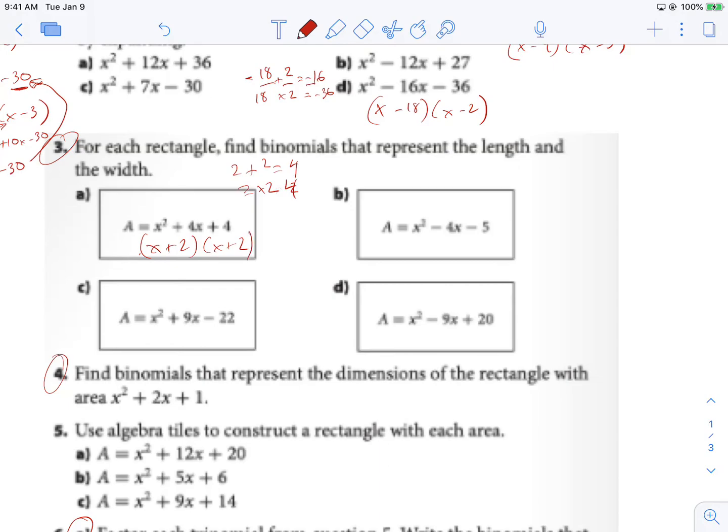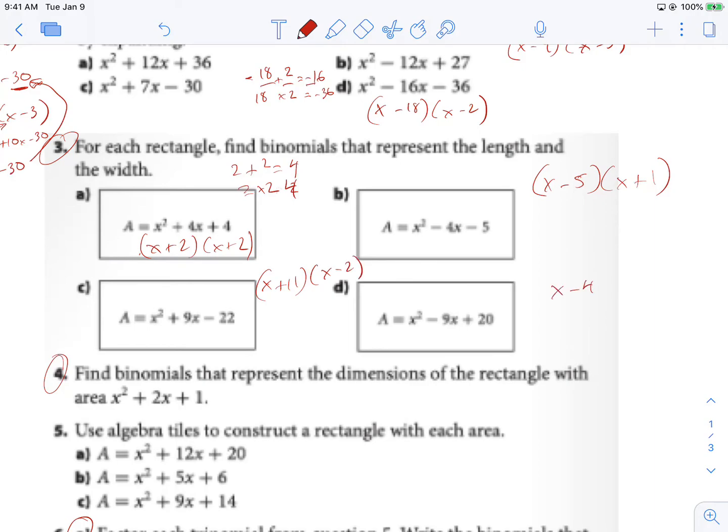Okay, so you should have the idea of definitely how to do this by now. So I'm going to start just giving you some answers as I do them in my head. So this one would be x minus 5, x plus 1. So we have two numbers that multiply to 22. That would be 11 and 2. So we'd have x plus 11 and x minus 2.